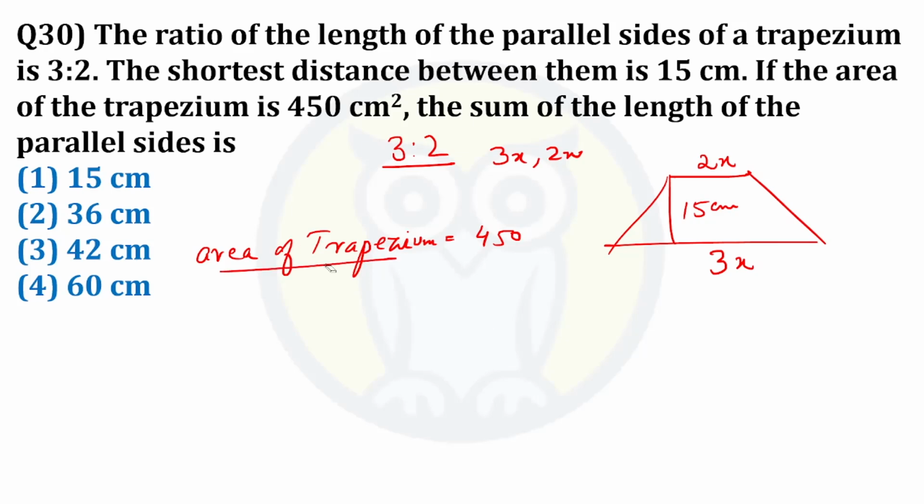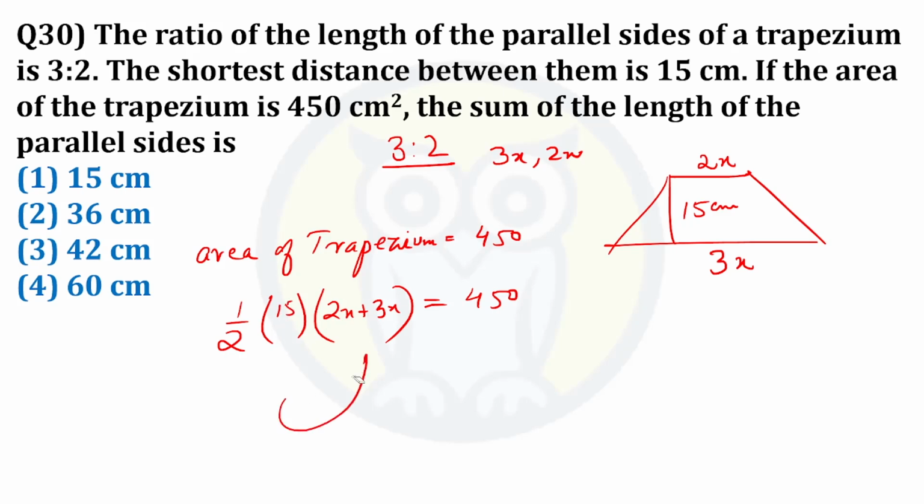Area of trapezium again. Area is half into the distance between the two parallel sides, h, into the bracket, the sum of the two opposite sides, 2x plus 3x. The value of h is given in the question, the sum is given, and h is given as the shortest distance, 15.